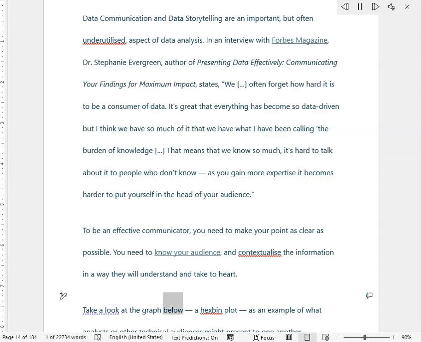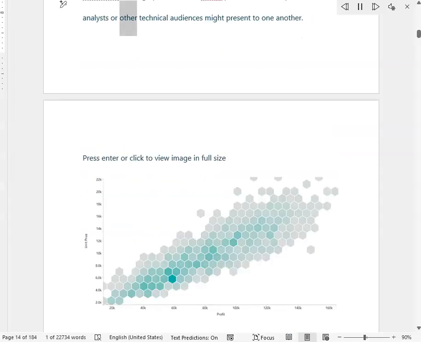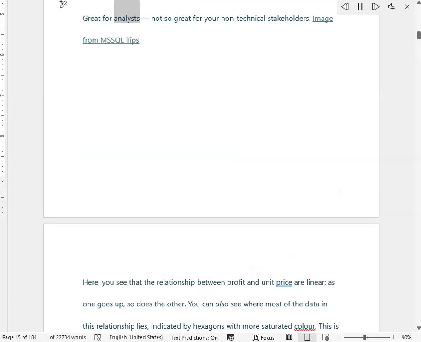Take a look at the graph below, a hexbin plot, as an example of what analysts or other technical audiences might present to one another. Great for analysts, not so great for your non-technical stakeholders. Image from MS SQL Tips.